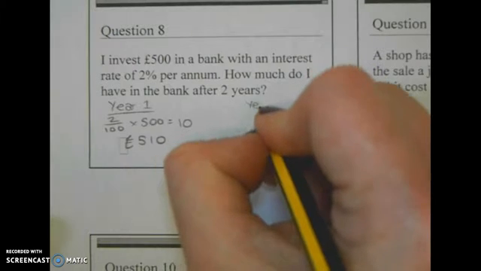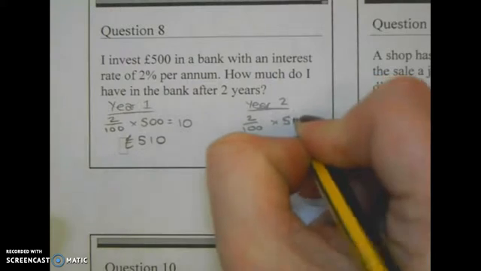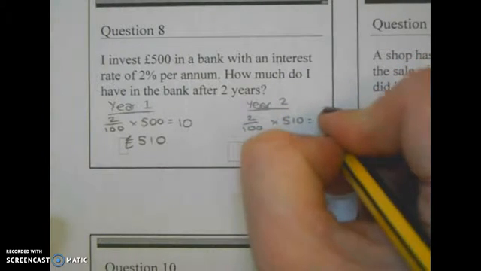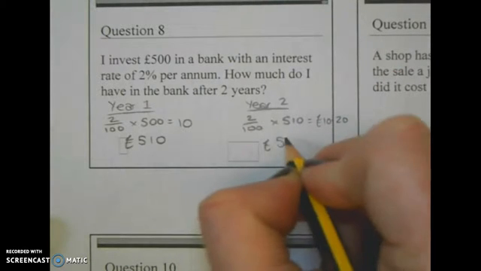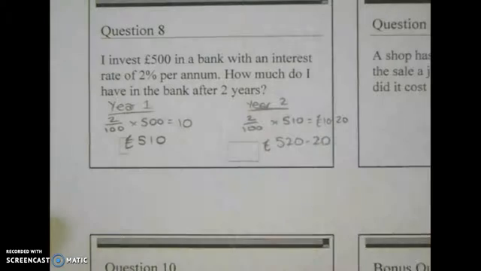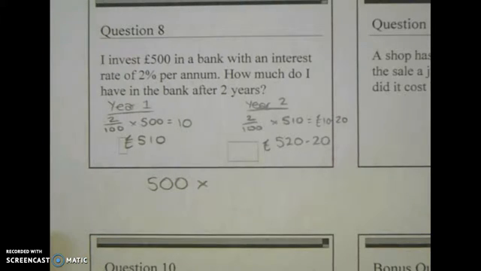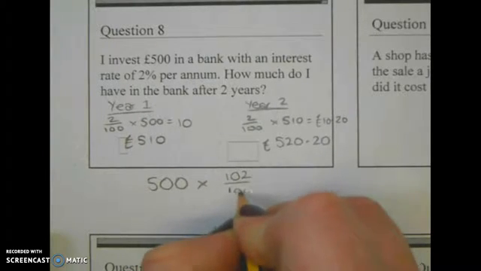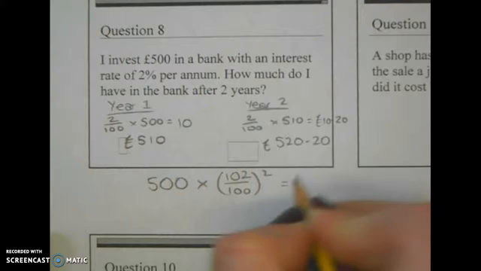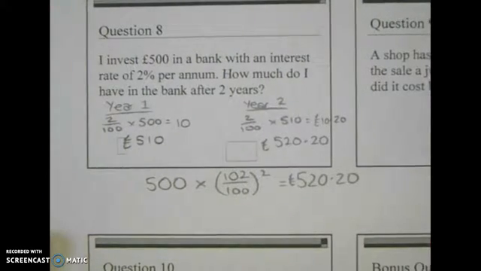And then say in year 2, I'm going to make 2% of that £510, which is £10.20. If I add that on to the 510 I have to start with, I have £520.20. If you do it using the short method, you can also say I've got £500. If I've added 2%, I've now got 102%. And I'm doing that for 2 years. And you'll get the 520.20 as well. Same answer.